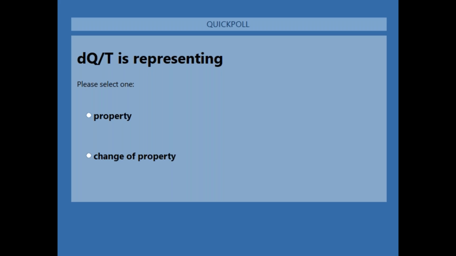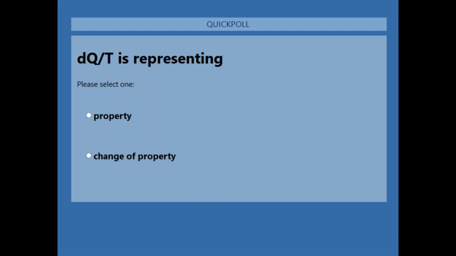Let me share this result. Still some students are confused, saying it is a property. We are saying that it represents the change in property. We have not defined what is absolute entropy. We are just talking about change in the property called entropy. You need to be very clear on this. We have not defined what is property. We have defined what is change in property.